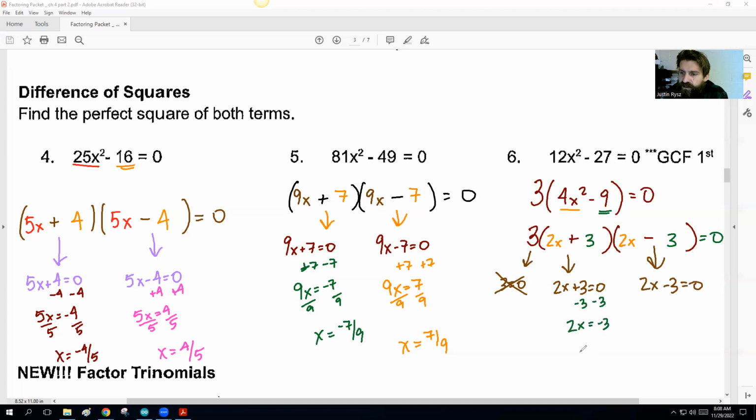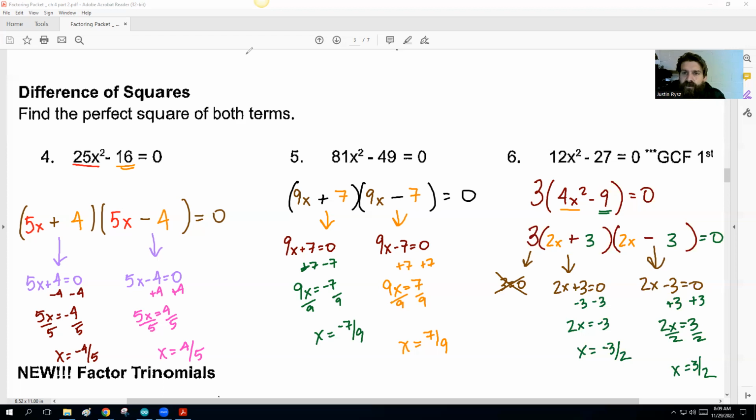2x equals negative 3. You might be able to start doing these in your head without setting those up. It's just always the opposite number here divided by that. So same thing over here. We're going to add 3 over. 2x would equal positive 3. And when we divide by 2, x equals positive 3 over 2. So that's differences of squares.